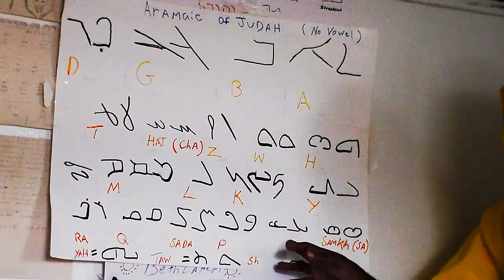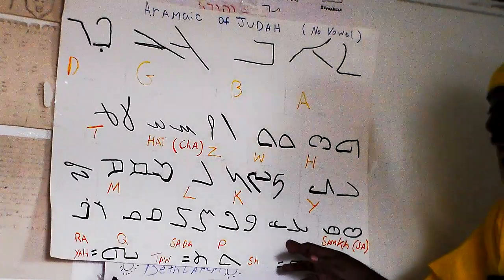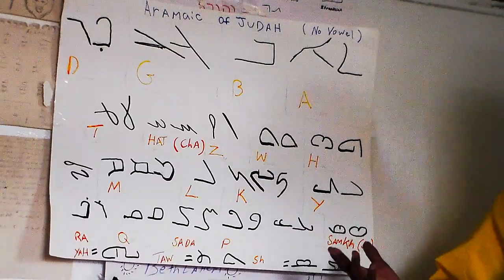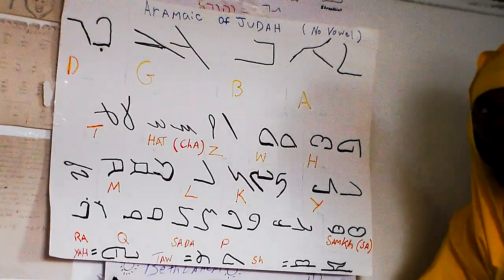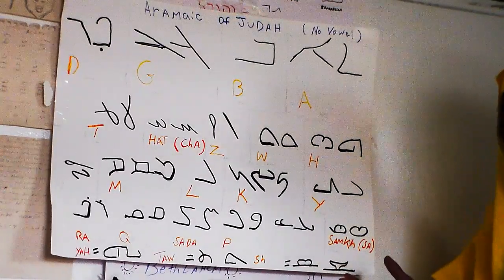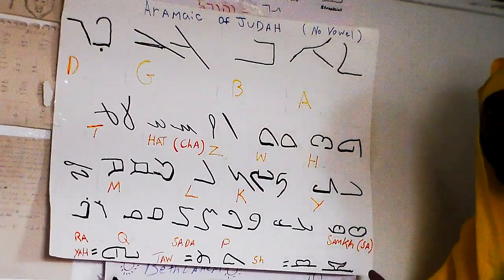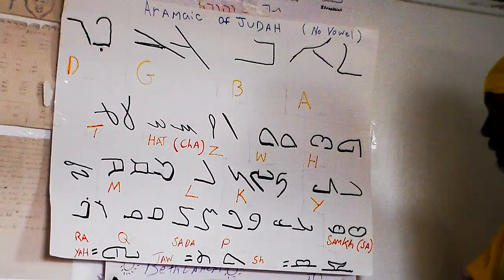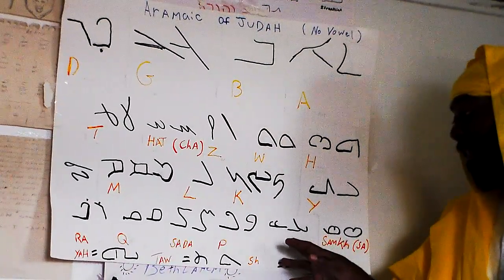Known as Na. A lot of people say it's supposed to be I. But there's no E in the vowels. Where did you get that E from? E was never used during that time in ancient Aramaic. It's Na.